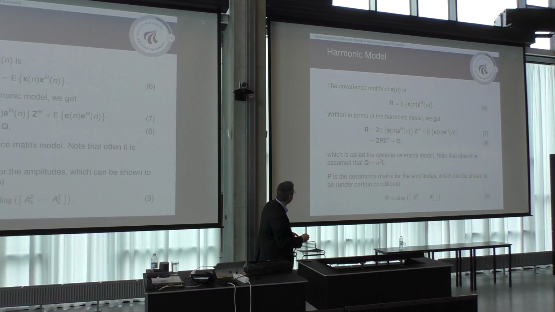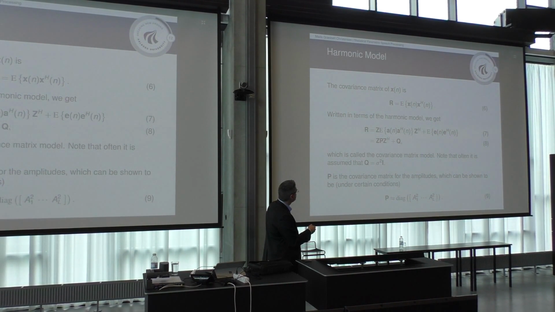Now, often in the methods I'll be talking about, we'll make the assumption that the noise is white. Now that's of course something you can argue, is that true, and what do I do about it if it isn't. But this is often used, so in that case, Q is just a scaled identity matrix. What about this P matrix here?